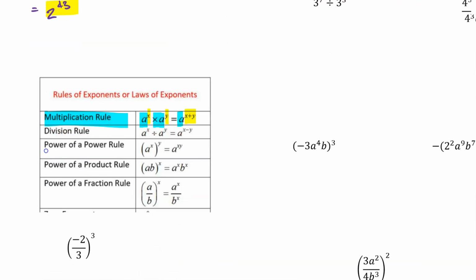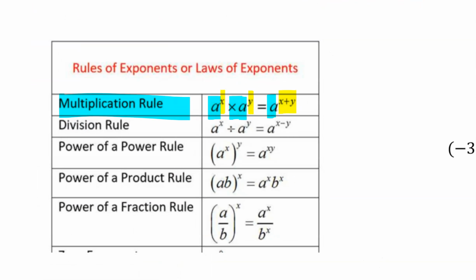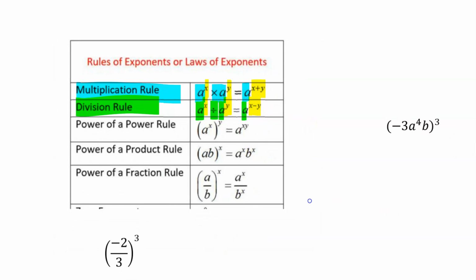Okay? With the division rule, what we're looking for is, use a different highlighter. With the division rule, what we have is a base to an exponent divided by the same base and another exponent, and you end up rewriting the base and just simply subtracting the exponents. Okay, in that order. So let's see that happening too.